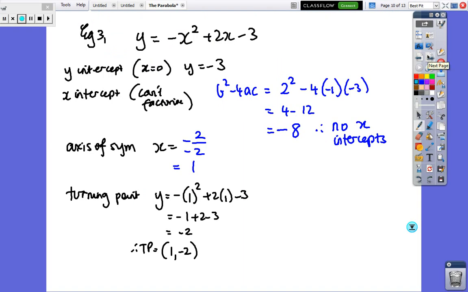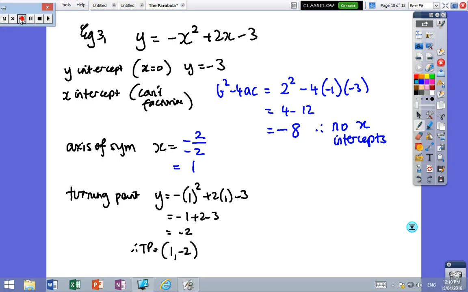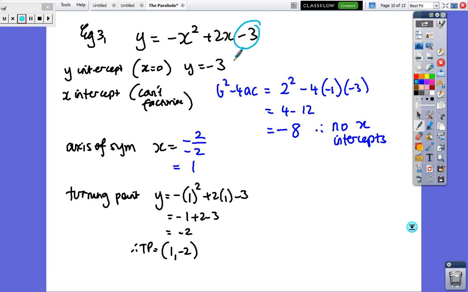Okay, so the next one is an example where we've got no x-intercept. So the y-intercept, again, is the easiest thing. I keep saying it's the easiest thing because it is. The y-intercept is the easy one marker. The x-intercepts, you can't factorise it. There aren't two numbers that will work. And the reason is when you do the discriminant, when you do the b squared minus 4ac, you get a negative number. So once you get a negative number, you have no x-intercepts.